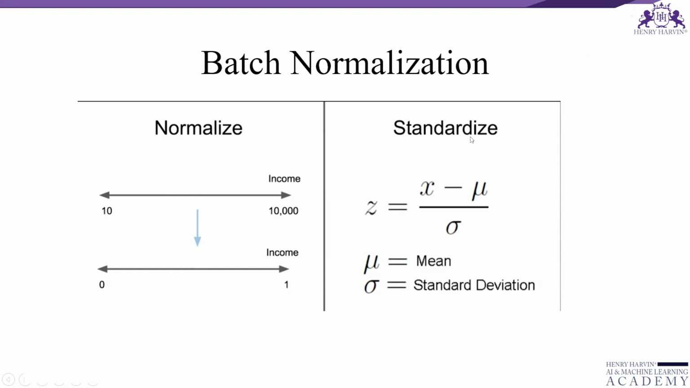What is meant by standardization? Z-score. We have heard about it, right? So Z-score is equal to X minus mu divided by sigma. What is X? X is nothing but the corresponding value. What is mu? Mu is nothing but the mean. Sigma is the standard deviation. So this is the basic difference between normalize and standardize.